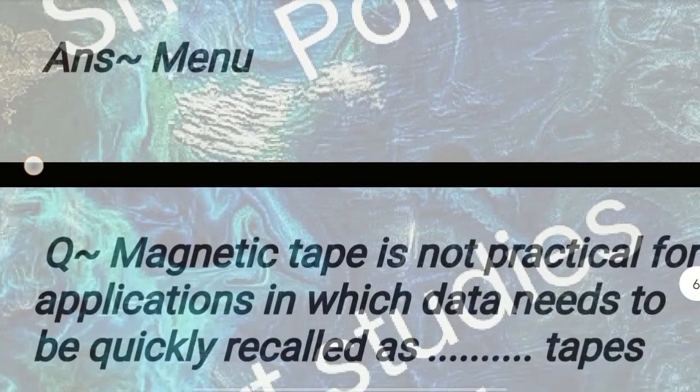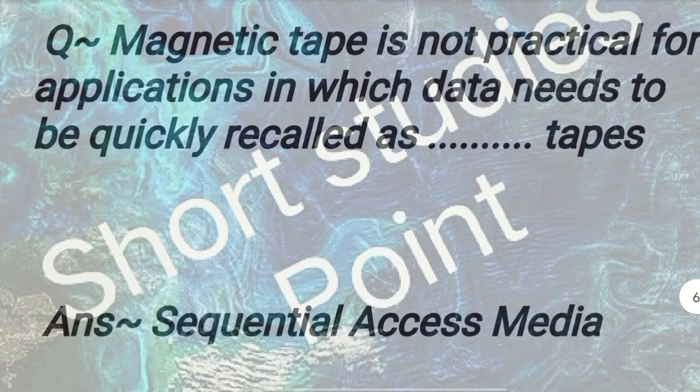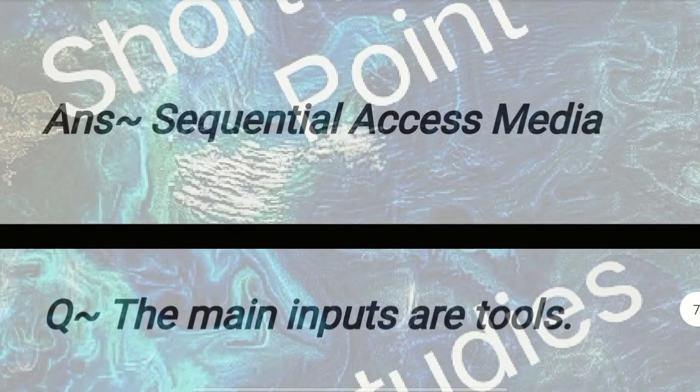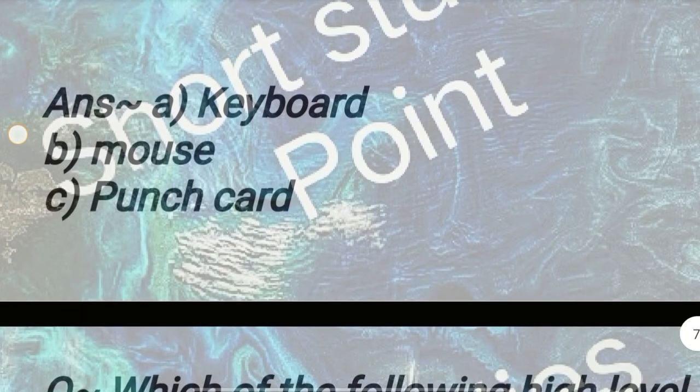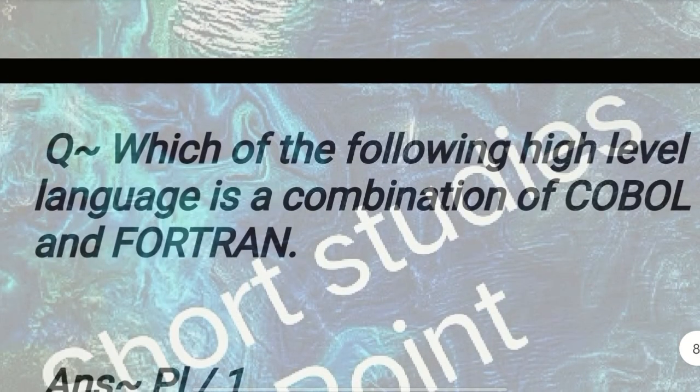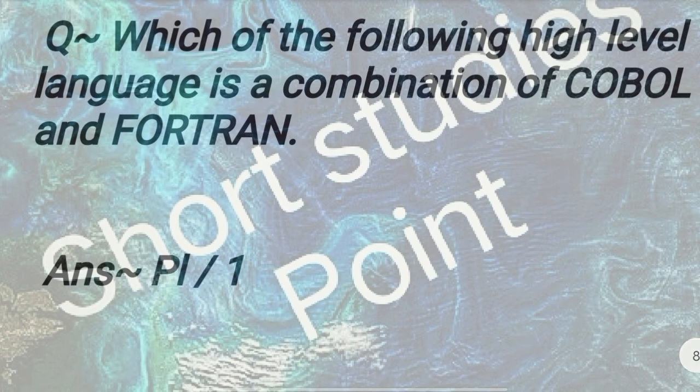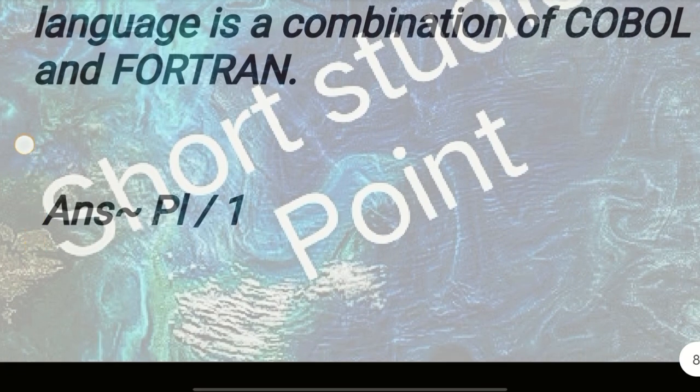Next question: dash are commands that can be selected. Answer: menu. Next question: magnetic tape is not practical for applications in which data needs to be quickly recalled as dash tape. Answer: sequential access media. Next question: the main inputs are tools. Answer: keyboard, mouse, and punch card. Next question: which of the following high level language is a combination of COBOL and Fortran? Answer: PL/1.